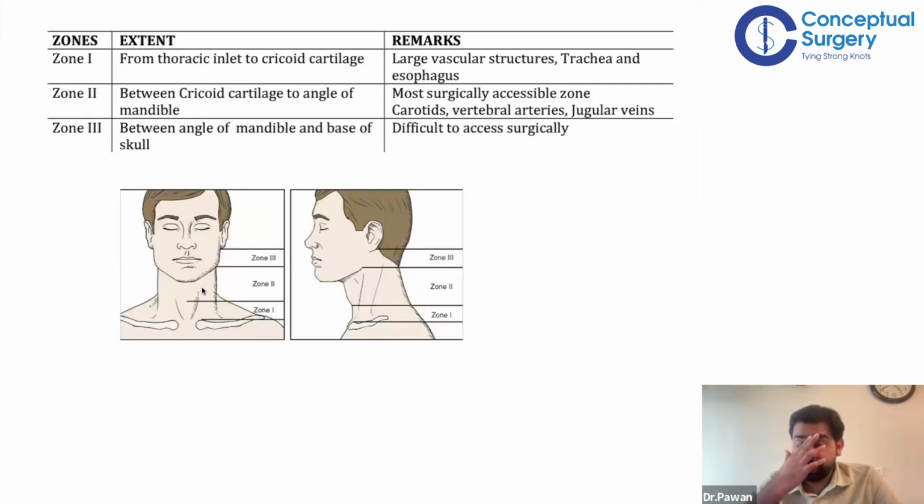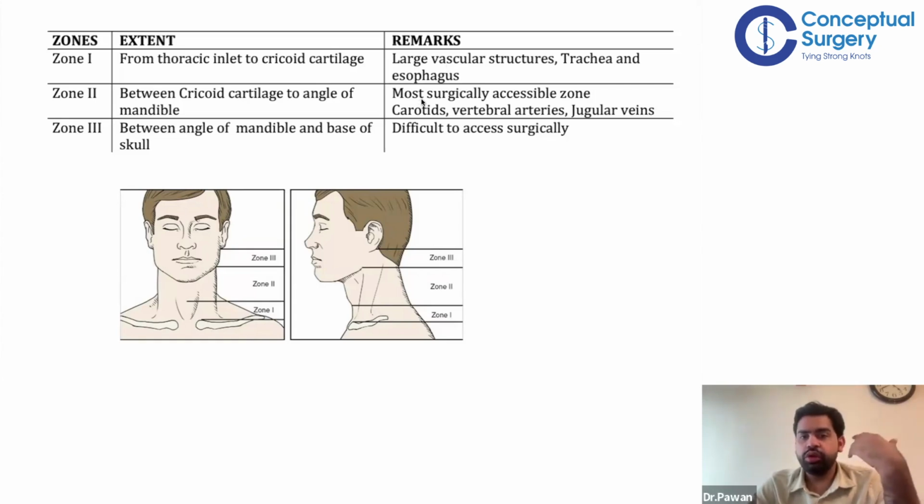Now, what you need to understand is what are the structures which are lying in these particular zones. If you're talking about zone one, it is the thoracic inlet. What are the important structures lying over here? We have large vascular structures, for example your carotids and the subclavians. Then the trachea and the esophagus, and the important major vasculature. These are the things which are lying in zone one.